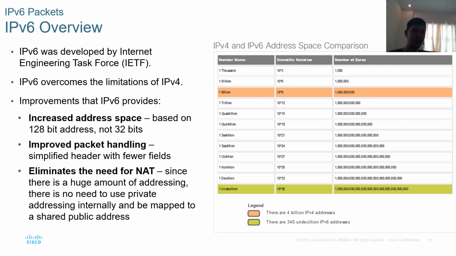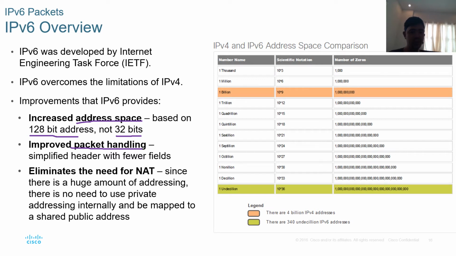So as an overview of IPv6, first, it was developed by the IETF. Another is, again as I mentioned, there are more combinations that IPv6 has, all because it has 128 bits, not like IP version 4, which only has 32. It has improved packet handling. The header's added information is simpler, with fewer fields in IPv6 as compared to IP version 4.